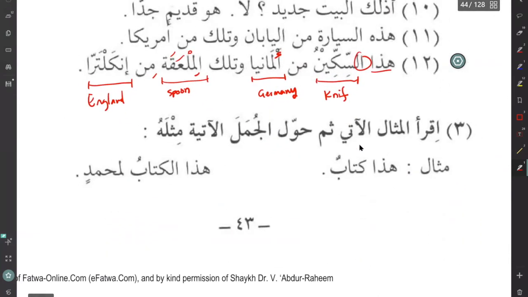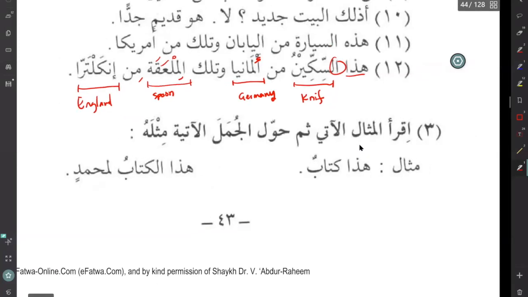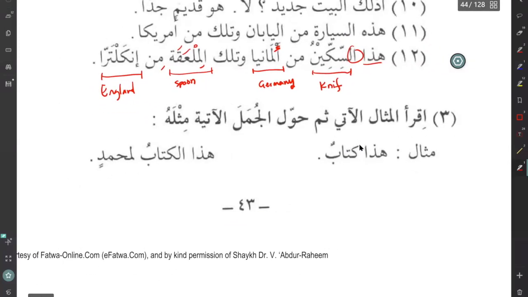So here it is saying اقرأ المثال الآتية ثم حول الجمل الآتية مثله. So read these examples and then try to make sentences following this example. So he's saying هذا كتاب. See, هذا كتاب. This is not هذا الكتاب. This is a complete sentence. Here you have a mubtada and a khabar, which is indefinite. Everything goes well, and this is a sentence. هذا كتاب. This is a book.